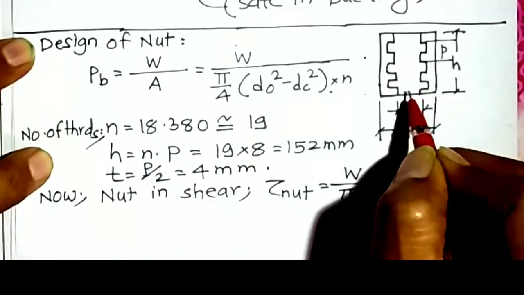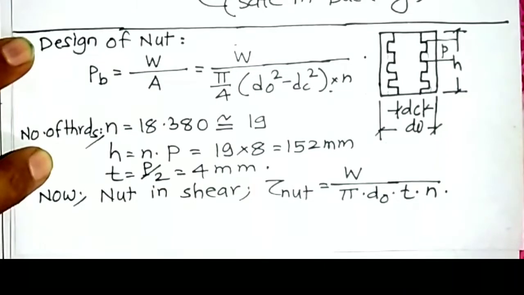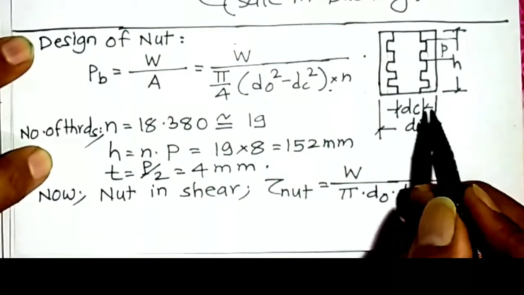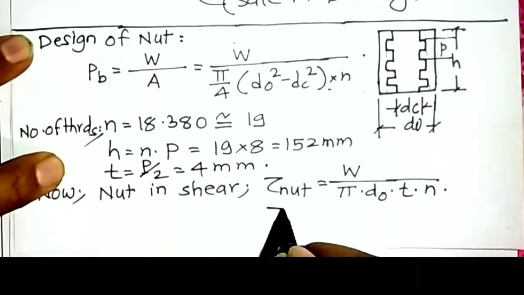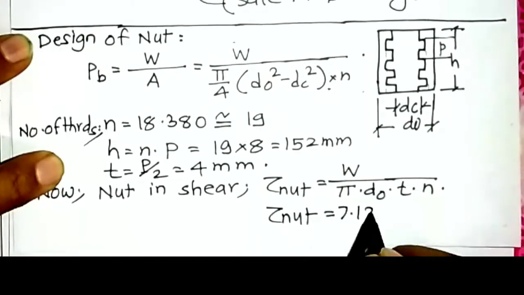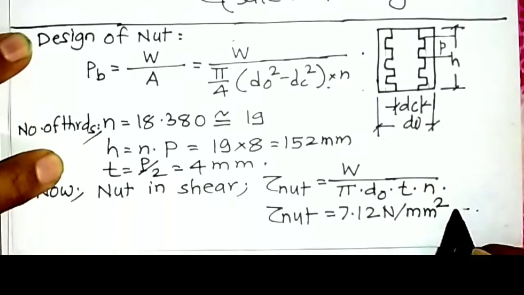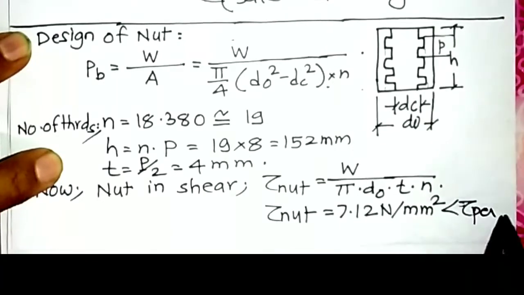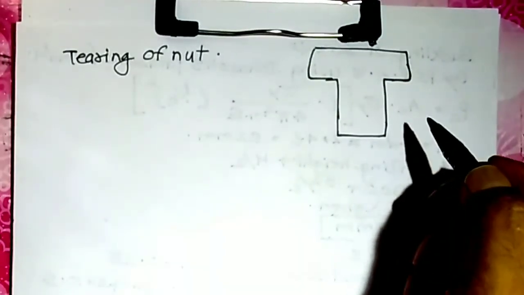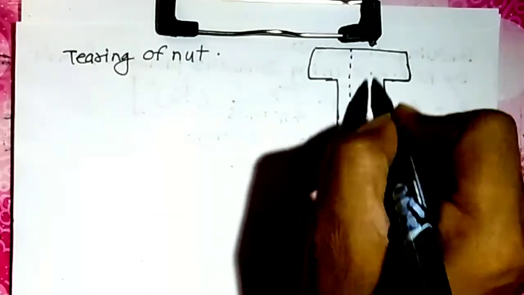Now let us consider nut in shear. Area resisting failure of nut in shear is, if you look at this nut here, it will fail between DO. Shear is along P. So pi DO into T, and here it is n number of areas. So pi DO into T into n is going to give us shear stress. So this is the way shear stress is calculated. So tau nut comes out to be 7.12 Newton per mm square. So that is less than permissible shear stress of nut.